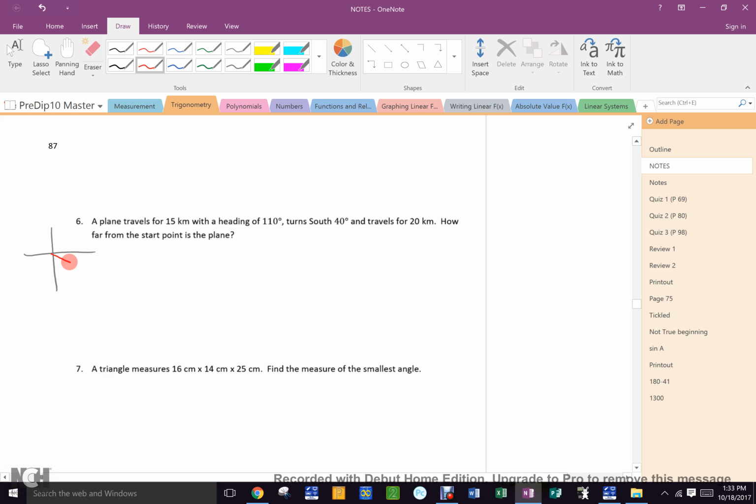So, I fly down here for 15, yes? Then what? Turn south. What do I do at that point? I turn straight south, so I need another compass, don't I? Yeah. So I go straight south for how far? 20. How far away am I from home? So I need the third side, yes? So I either need pairs to do sine law, or I need that middle angle right there, yes?